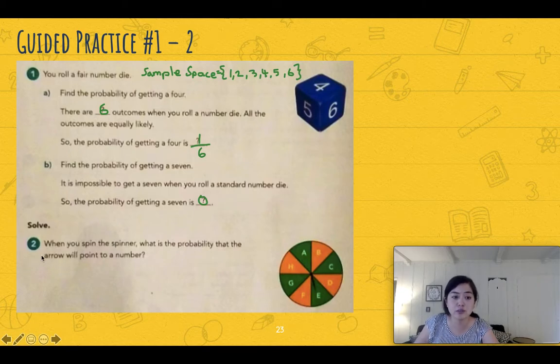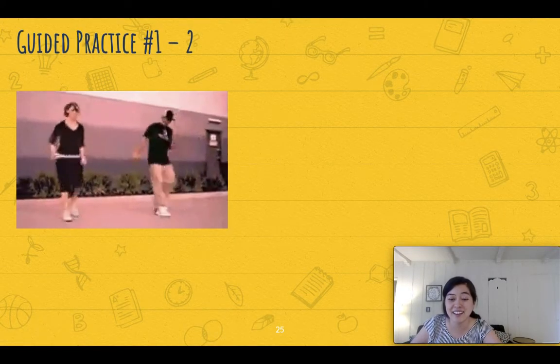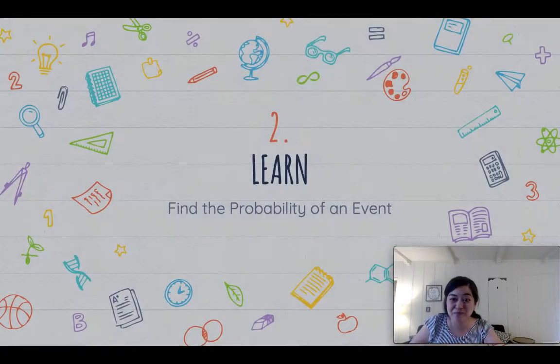Let's look at number 2. When you spin the spinner here, what is the probability that the arrow will point to a number? Well, I see colors here of orange and green, and I see letters. I don't see any numbers. So the probability of the arrow pointing to a number on this spinner is 0. All right, let's keep going.